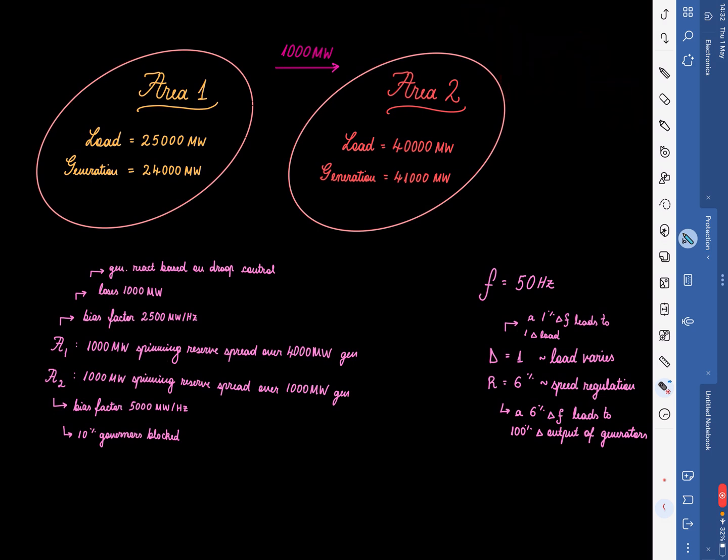So the frequency of our system is 50 Hz. And for a 1% change in frequency or 6% change in frequency, we're going to have a percentage change in load and percentage change in the output of the generators. So what do we know for area 1 and area 2? They both have 1000 spinning reserve megawatts, a bias factor, and it's area 1 that loses 1000 megawatts. And area 2, 10% of the generators are blocked. So that means we only have 90% of the generators available to respond.